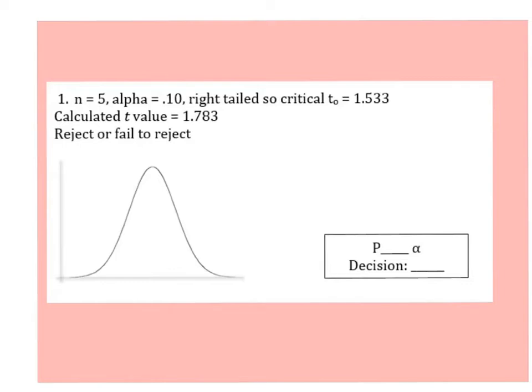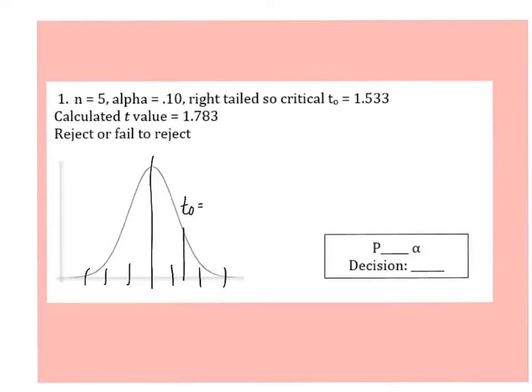Critical values come from the chart. This particular critical value, noted as t sub 0, comes from a sample size of 5, meaning 4 degrees of freedom, right-tailed, so we'd read the one-tailed line. Alpha is 0.10. On the big bell curve of life, 3 sigma limits on each side, 1.533 would be right here.